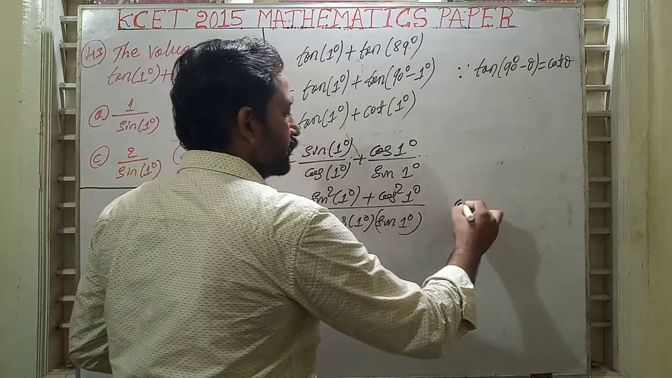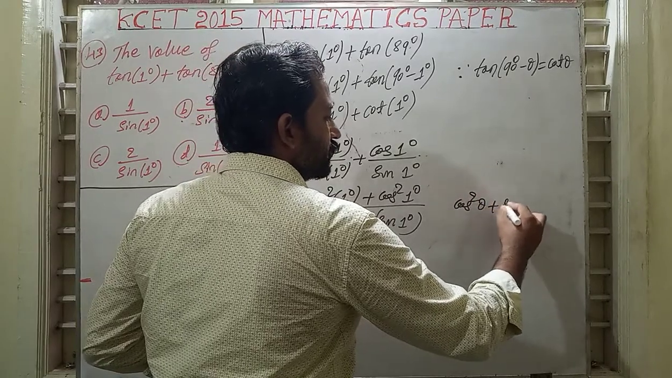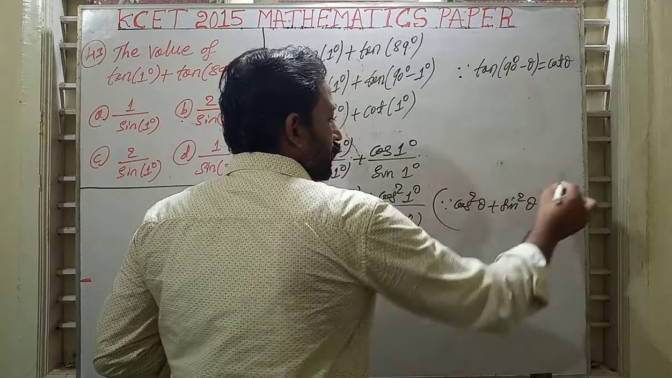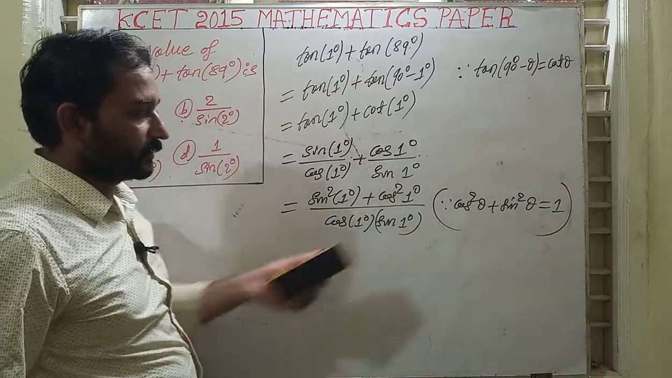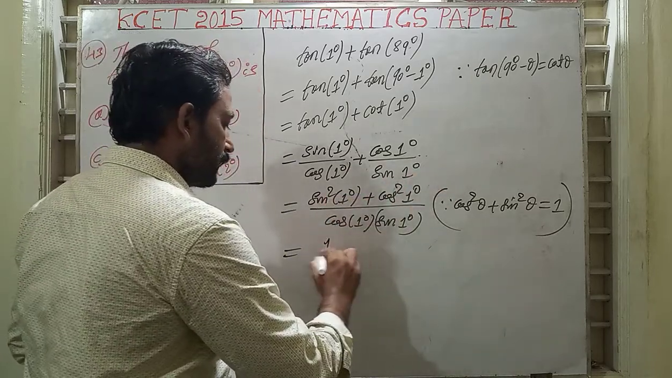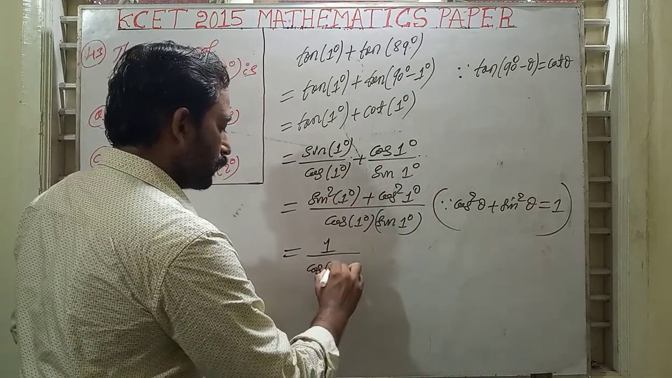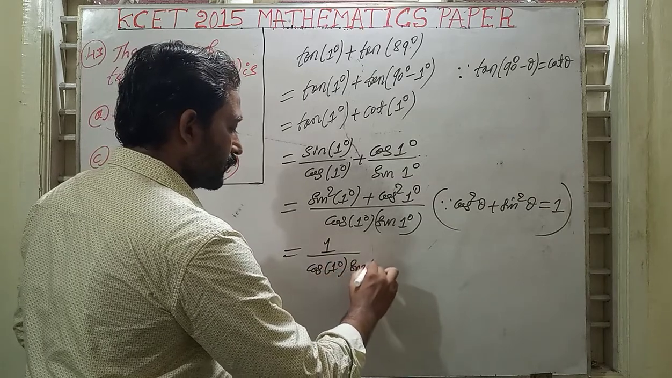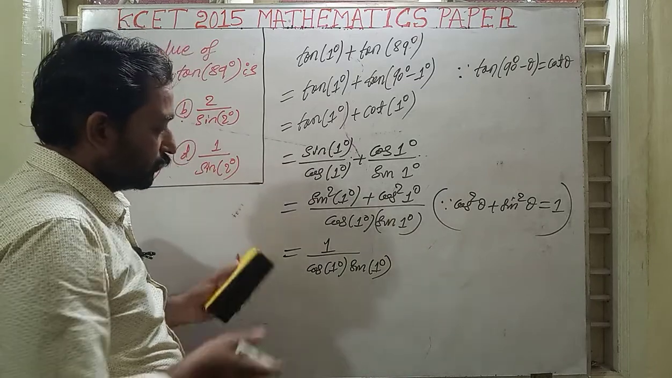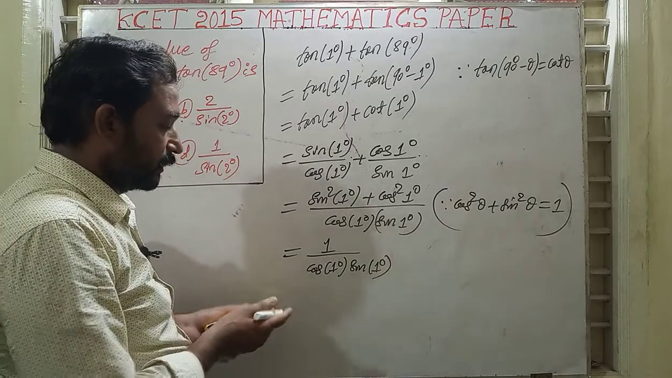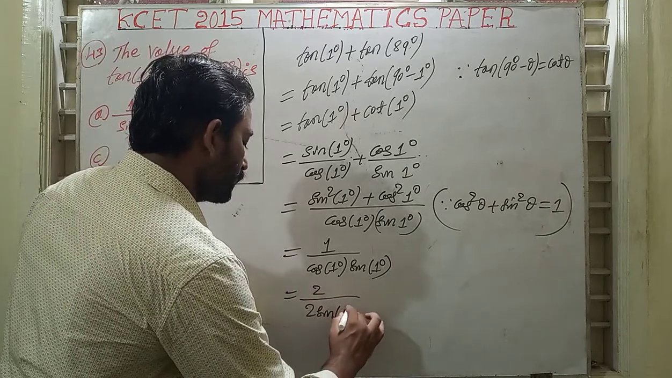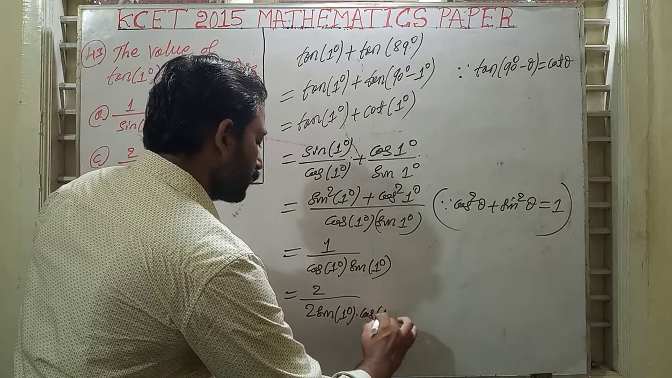Once again using the identity, cos square theta plus sine square theta is equal to 1. So this is the trigonometry identity. Using this identity, this can be written as 1 divided by cos of 1 degree into sine of 1 degree. Now for convenience, in both numerator and denominator multiply by 2. So it becomes 2 divided by 2 sine of 1 degree into cos of 1 degree.